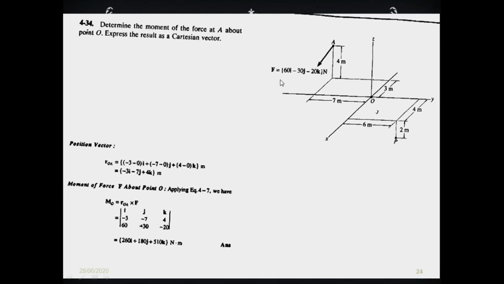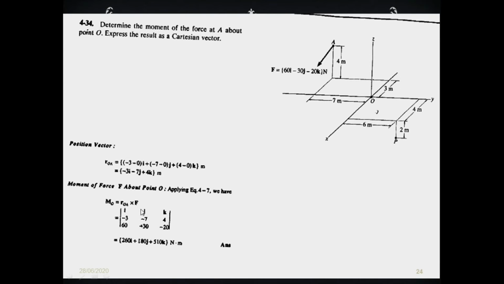He has given the F in the numerical as 60i minus 30j minus 20k. So it comes out to be: Mo equals rOA cross F, which is 260i plus 180j plus... you can simplify the determinant manually, or it's very easy.